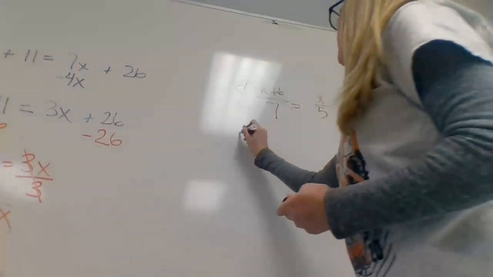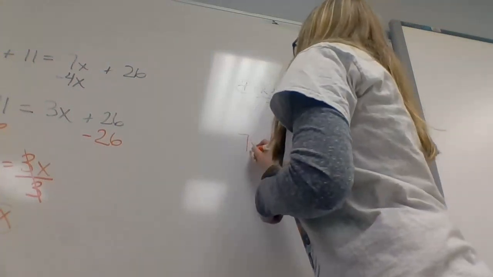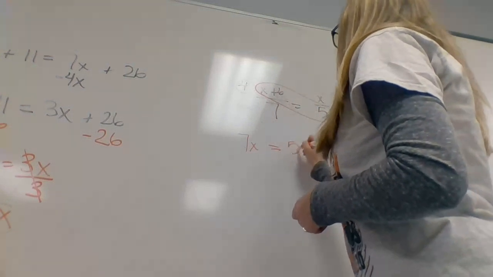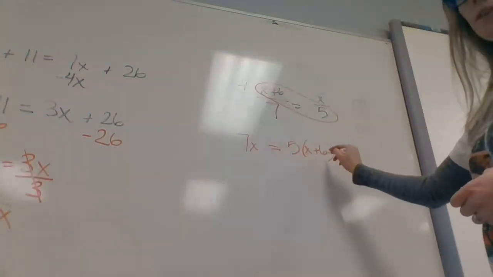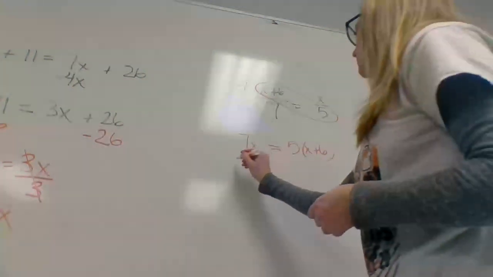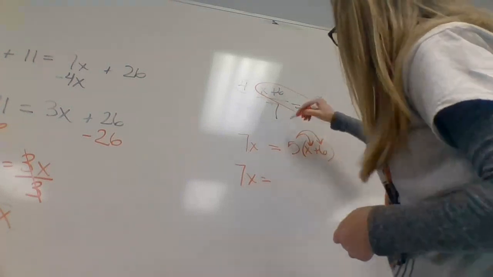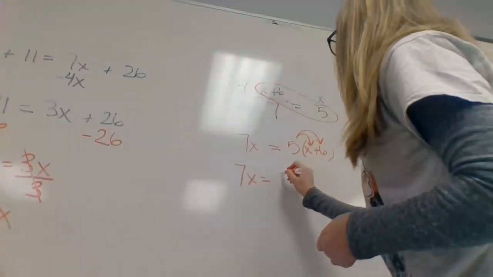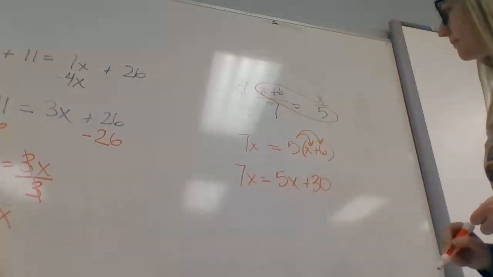7 times x gives me 7x, my marker's running out, equals, and then I need to cross multiply here, 5 times (x plus 6). I see parentheses here, so I need to distribute. This can stay here. In order to distribute, I distribute this 5 to both the x and the 6, so I'm going to be left with 5x plus 30.